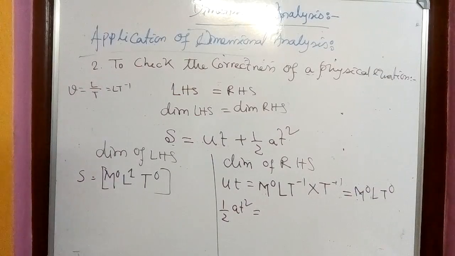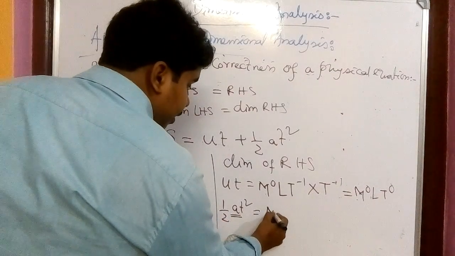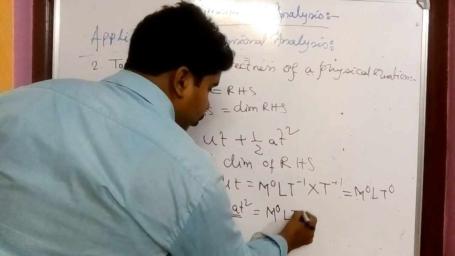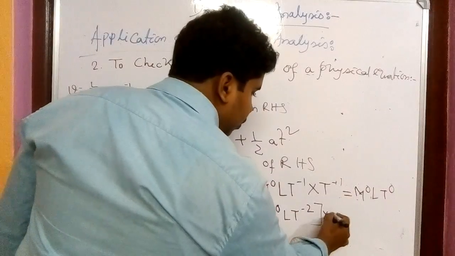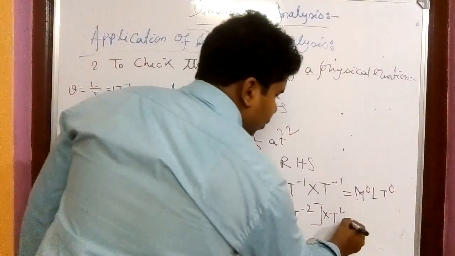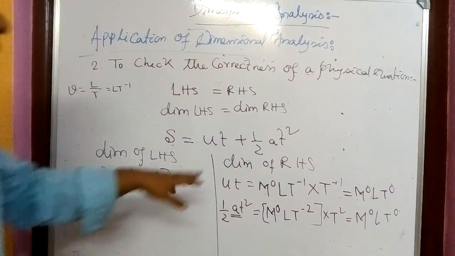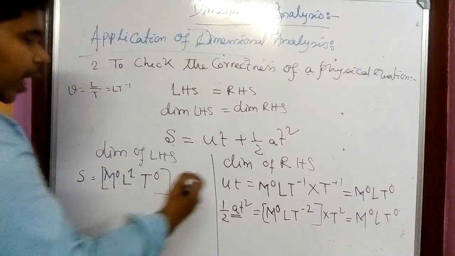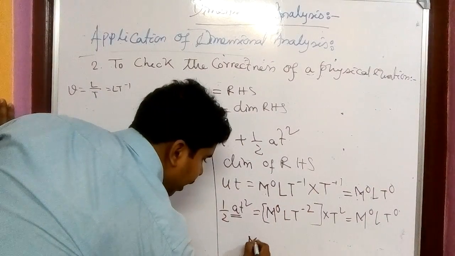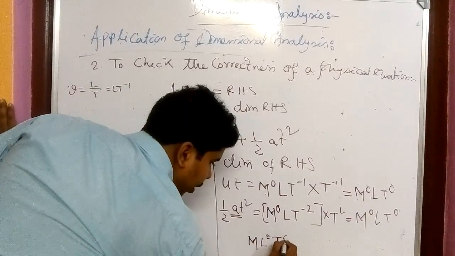Half is a number, so here there is no dimension for half. We have to come to the dimension of A. Dimension of A we know, that is m to the power 0 L t to the power minus 2 and t square into t square, and again it will come m to the power 0 L t to the power 0. You see, as it is added, these two dimensions are same. So the dimension of RHS should be m L to the power 1 or L t to the power 0.